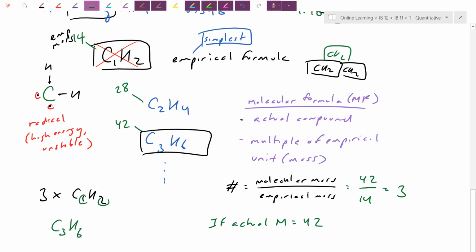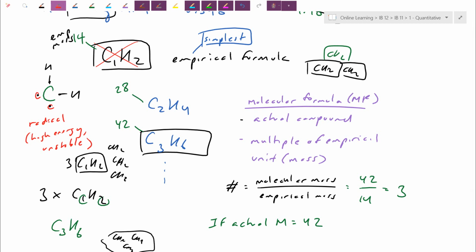What's the difference between having the 3 scaled in like that versus 3 as a coefficient? As a coefficient, it's saying my molecule is CH2. I actually have 3 individual blobs of CH2. What we're doing here is we're saying, nope, the whole molecule is actually 3 CH2s altogether. It's actually a C3H6. So that is now called your molecular formula.